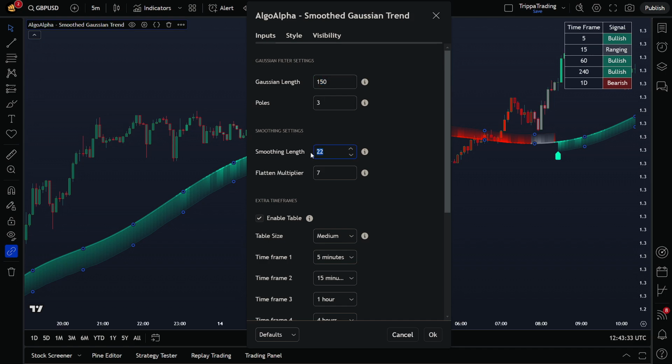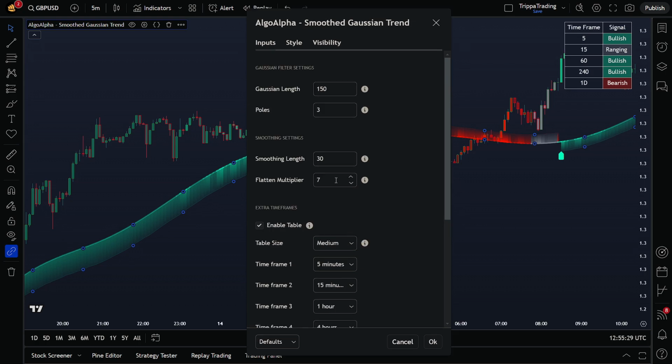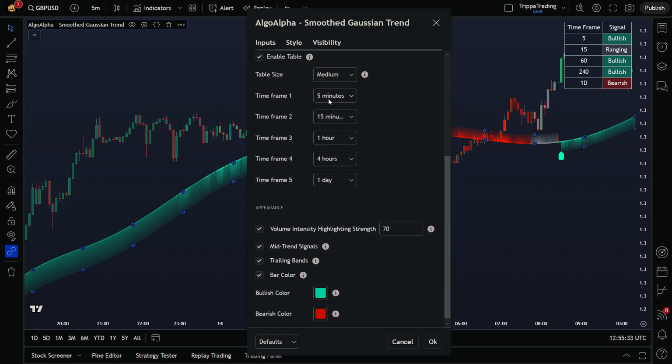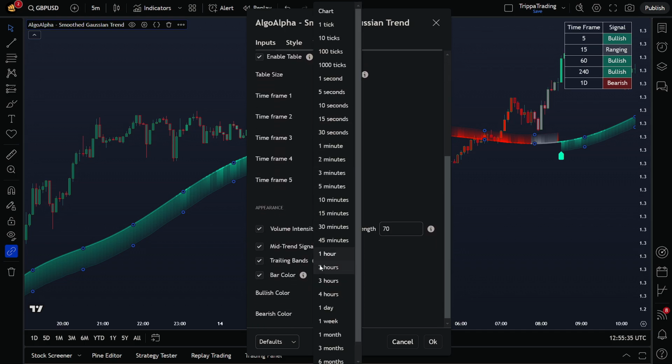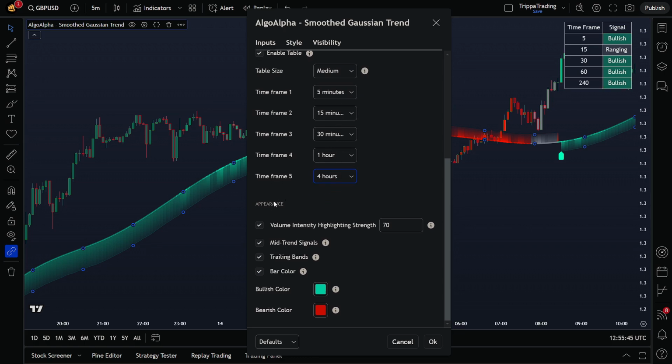The smoothing length, which refines the trend further, is set to 30. The flatten multiplier, which helps reduce short-term fluctuations and keep the Gaussian band steady, remains unchanged. Now for the time frames, I'm setting 5-minute, 15-minute, 30-minute, 1-hour, and 4-hour time frames to ensure alignment. Make sure to follow these settings for best results.